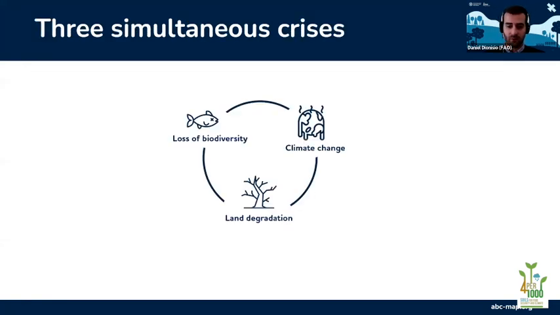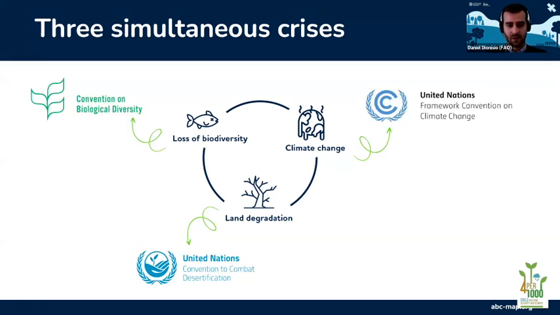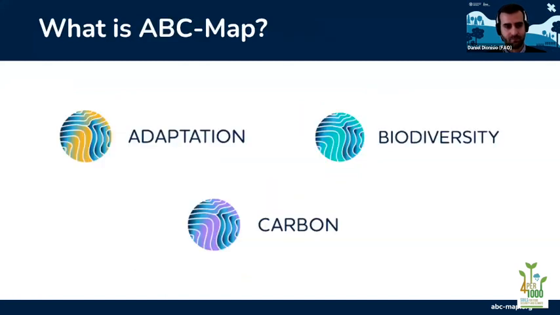The reason why we created the ABC Map tool was to address the three simultaneous crises that the world is facing today. We made a lot of progress on biodiversity and climate change, and we are planning this year to develop more of the work on land degradation. Why do we want to do this? We want to support countries and institutions in their reporting for the three Rio Conventions.